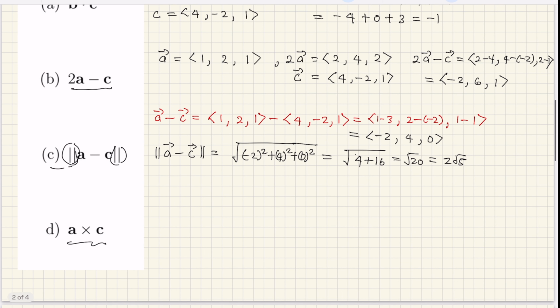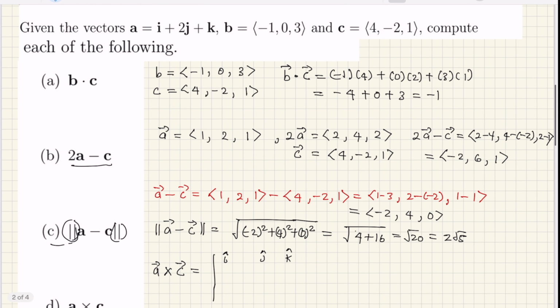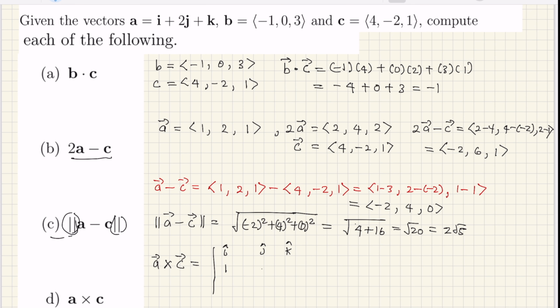So let's do that. The cross product of vector A and C is given by, you arrange i, j, and k. And then the second row will contain vector A, which is 1, 2, and 1. Then vector C would contain the components of C, which is 4, minus 2, and 1. So the next thing is to just find the determinant of this matrix.